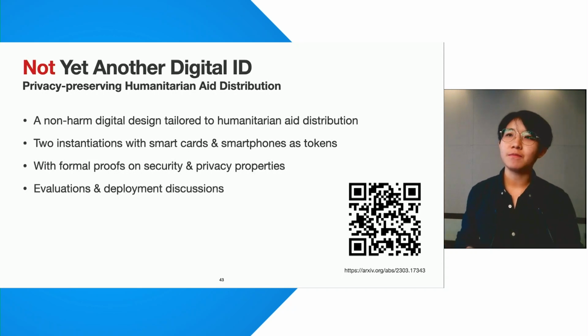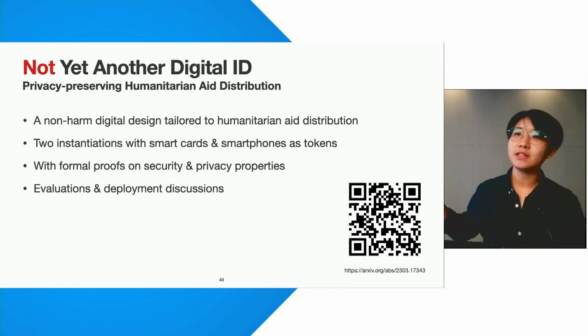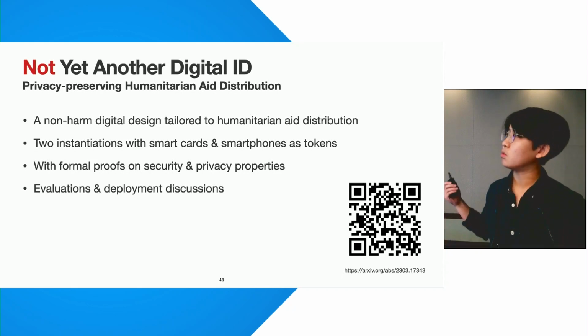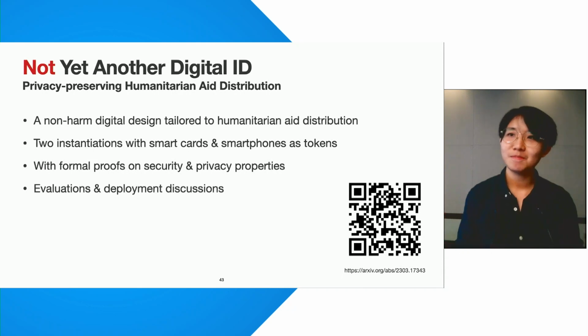And there are other practical issues. For example, in our conversation with the ICRC, we also learned that we cannot assume a very stable internet connection in their distributions. So our solution must support distribution even without a constant and stable internet connection, and we also did that. We provide more details in the paper. If you would like to know more, I would be happy to talk about it.